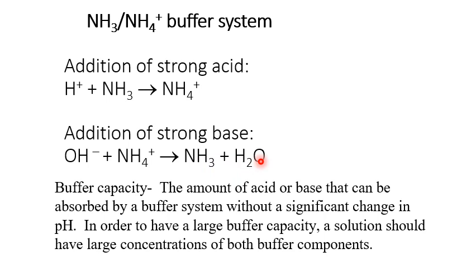How much acid and base it can absorb without changing the pH is called the buffer capacity of the system. In order to have a large buffer capacity, a solution should have a large concentration of both buffer components. That means the weak acid or base and its conjugate acid or base.